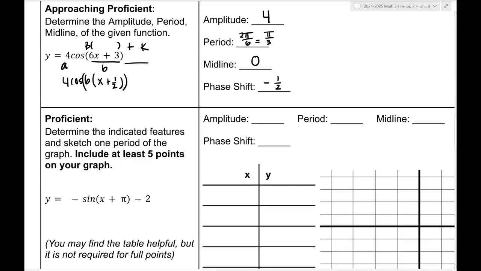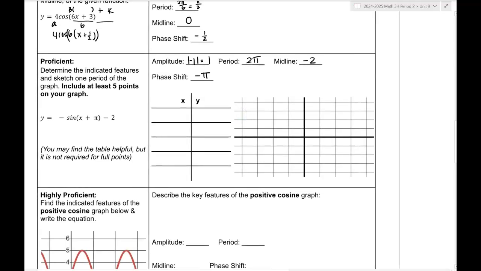All right, next we have our sine graph. So it's -1, and we take the absolute value, so it's +1. We don't have a B value, so our period is going to be 2 pi. And then our midline is -2. And our phase shift is -pi. So that means we're shifting over pi from our graph. So we're going to start here at -pi.